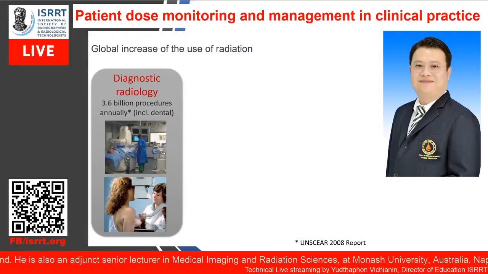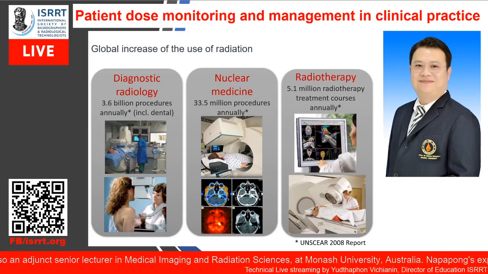This figure came from the previous UNSCEAR report. We are still waiting for the official report for 2020 with the data from 2018. The last one was 10 years ago, but we still saw a lot of information in this report, including the global increase in the use of radiation. You might have thought about high-dose procedures like nuclear medicine and radiation therapy, but in reality, the world population is exposed more frequently in diagnostic imaging, which amounts to close to 4 billion procedures a year.